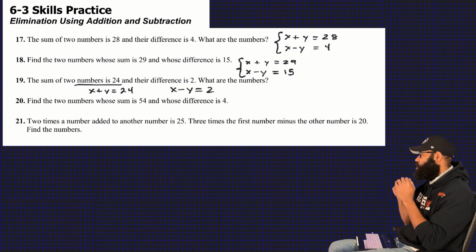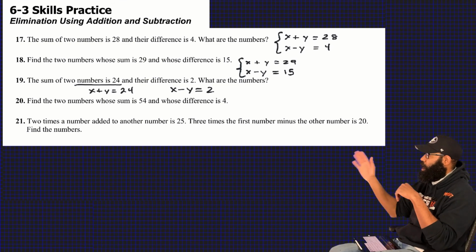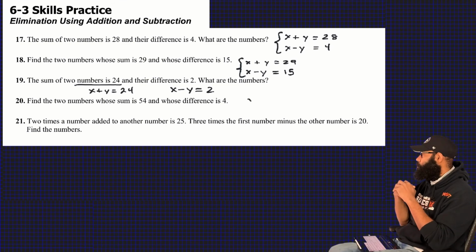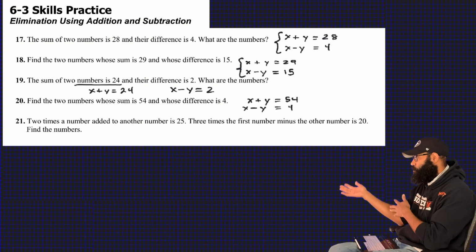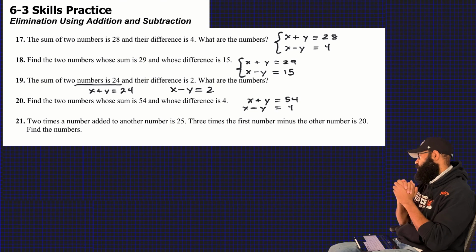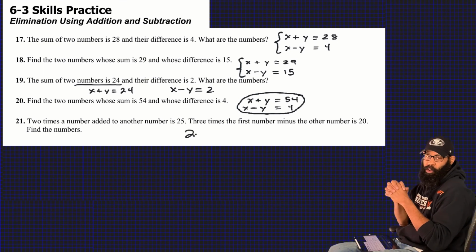19, the sum of 2 numbers is 24, so x plus y equals 24. Their difference is 2, so x minus y equals 2. For 20, it looks like find the 2 numbers whose sum is 54. So again, x plus y equals 54. Whose difference is 4, x minus y equals 4. So they are literally having you just practice over and over. And again, I'm glad you came so you can verify that the words are matching the system that I'm writing.